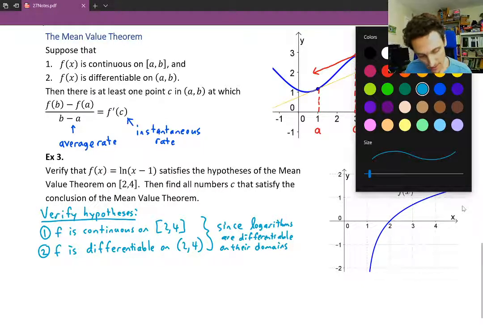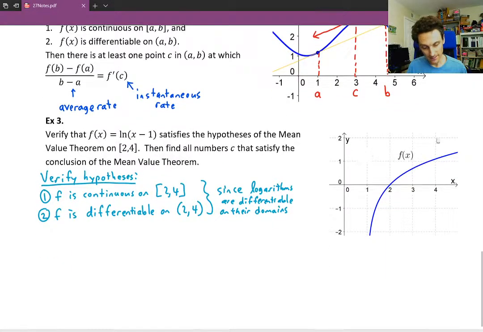So hypotheses have been verified. That was the first part, the first sentence. Now we're going to find C.